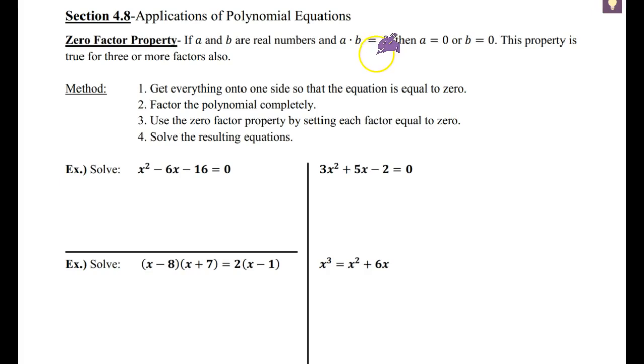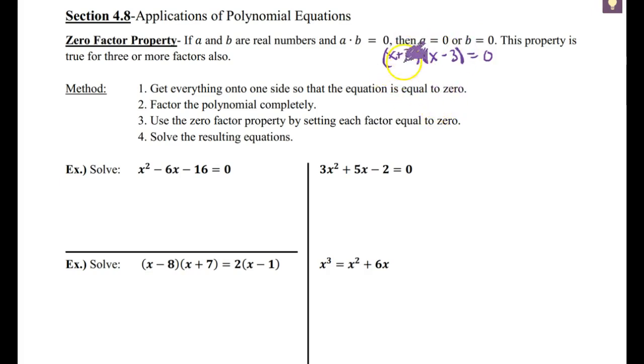Right? So if I had, let's just do x plus 2 times x minus 3. This whole quantity in the parentheses is a factor because it is being multiplied by something else. So I have two things being multiplied equaling 0. And what the property says is that either this set here has to be 0 or this set here has to be 0, right?